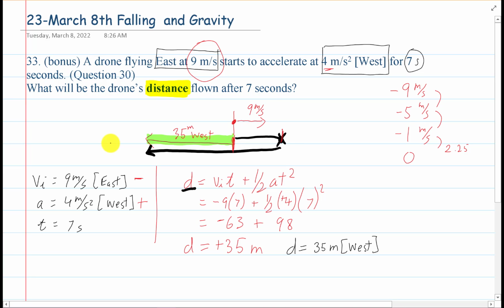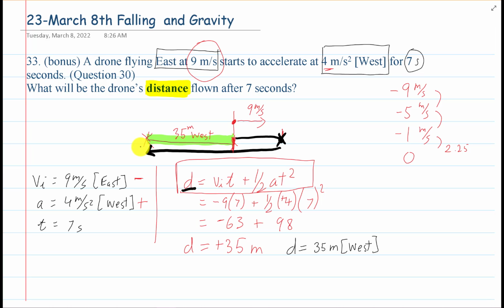Okay? So we have to understand what happened. And our formula accurately gives us the displacement. That's what this formula does. It gives us the displacement from here to there. I want that to sink in.